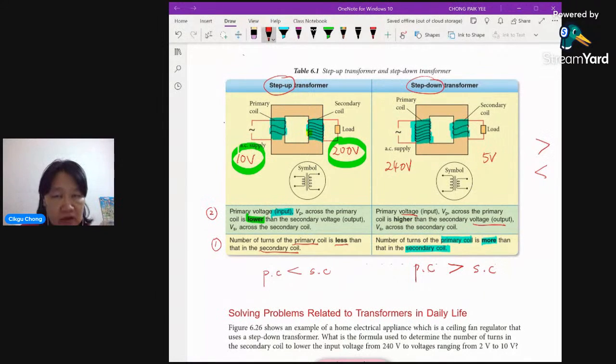Not yet finished, because you only talked about step up, you didn't talk about step down. So you have to add on by saying, but for step down transformer, the number of turns of the primary coil is more than the secondary coil. You see, the sentence is so long, but it is only 1 mark because you have to compare both sides. If you only say half, you cannot get 1 mark. Even though one side is already so long, you already write so many words, you still cannot get the point because you didn't say the other side.